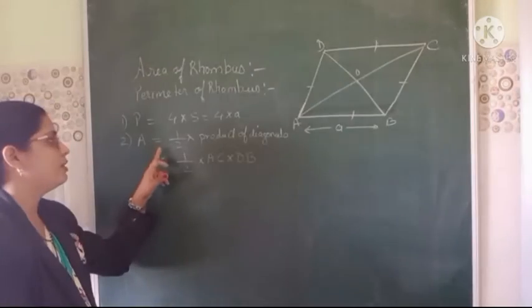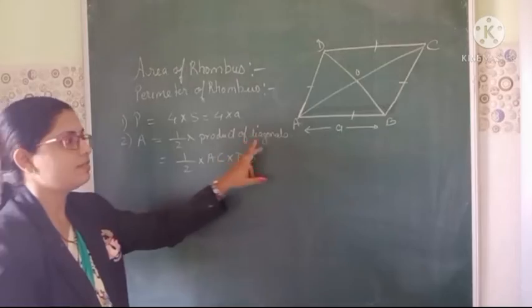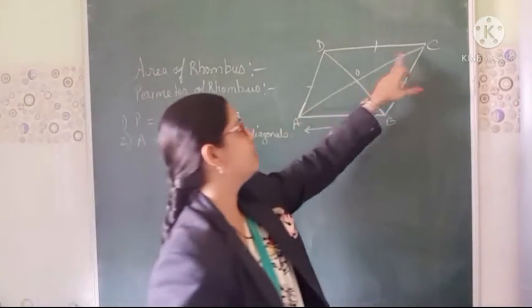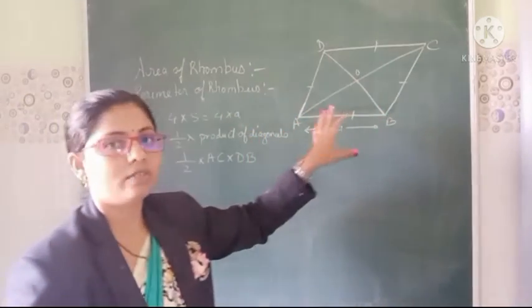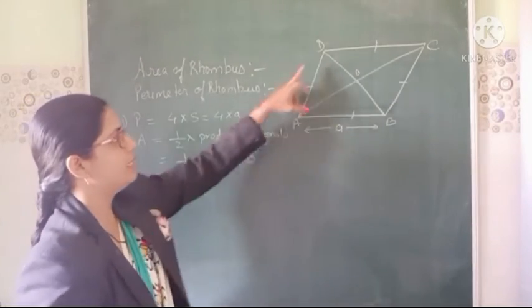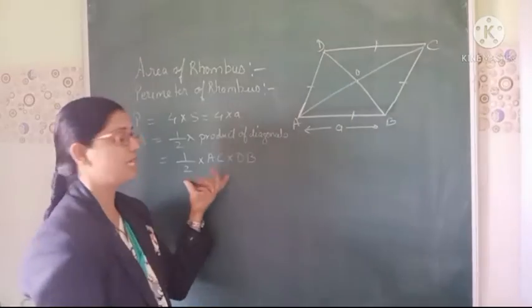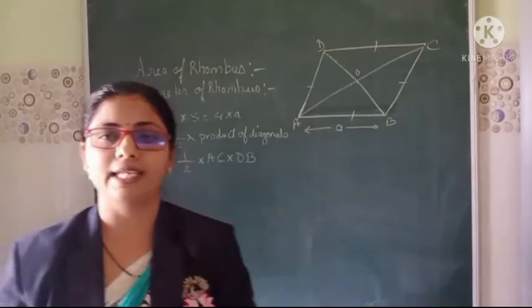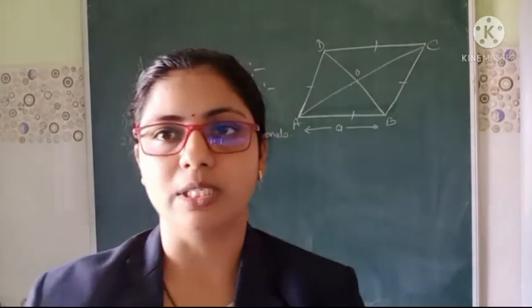Then area of a rhombus equals half into the product of diagonals. Now these are the diagonals in the rhombus. So the product of those we have to write. So half into AC multiplied by BD. So by using this formula we can find out the area and perimeter of a rhombus.